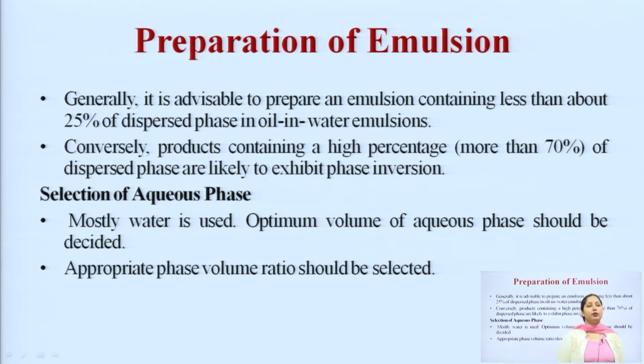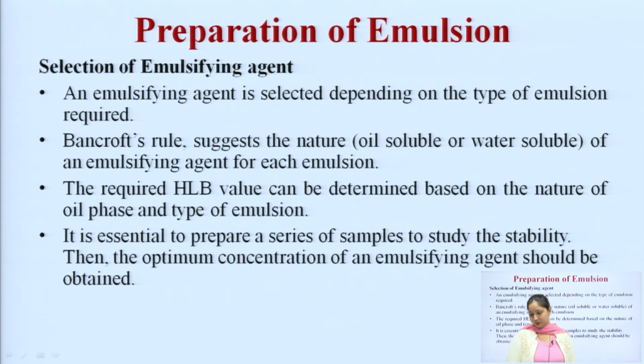So, the next point is the selection of the aqueous phase. Mostly water is used. The optimum volume of the aqueous phase should be decided, and an appropriate phase volume ratio should be selected. Most of the time we choose water as a vehicle, and we take the optimum volume of water to make the desired emulsion. Then, selection of the emulsifying agent.